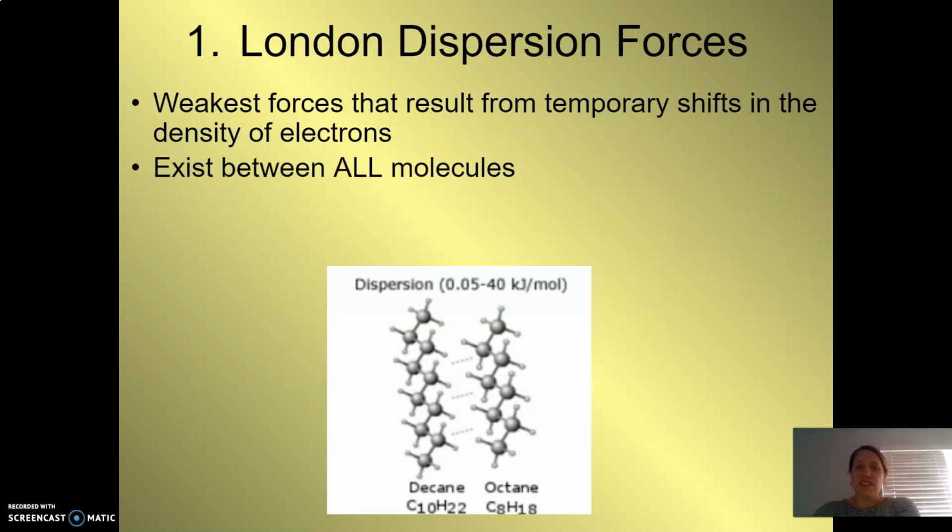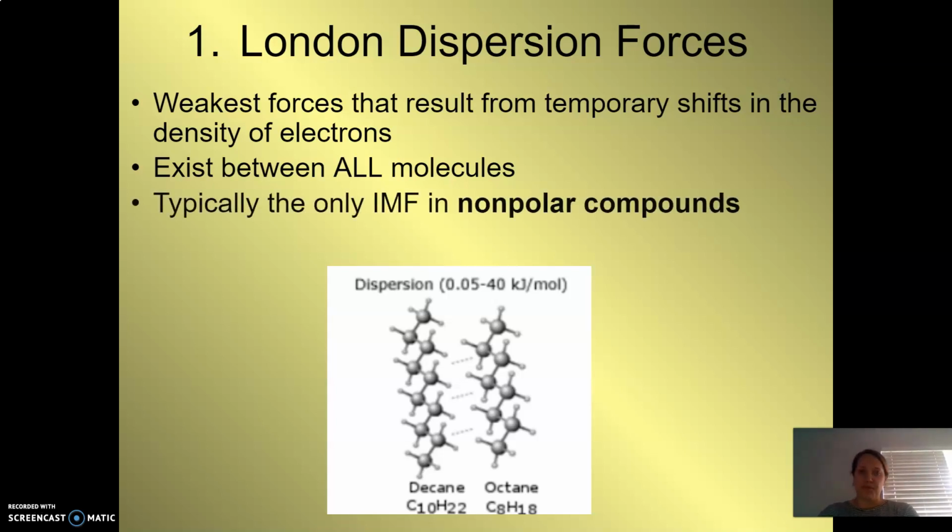London dispersion forces exist between every single covalent molecule, regardless of the type and regardless of what else is going on. You always have at least London dispersion forces. There are lots of molecules that have more than one intermolecular force because every single thing has London dispersion forces. Other molecules may have things in addition to London dispersion forces, but every covalent molecule that is attracted to another covalent molecule has London dispersion forces holding it together. And for that reason, it's typically the only intermolecular force of nonpolar compounds.